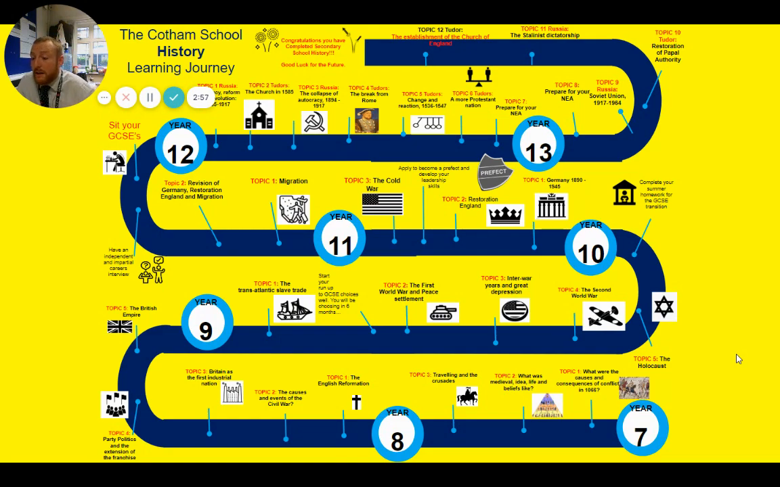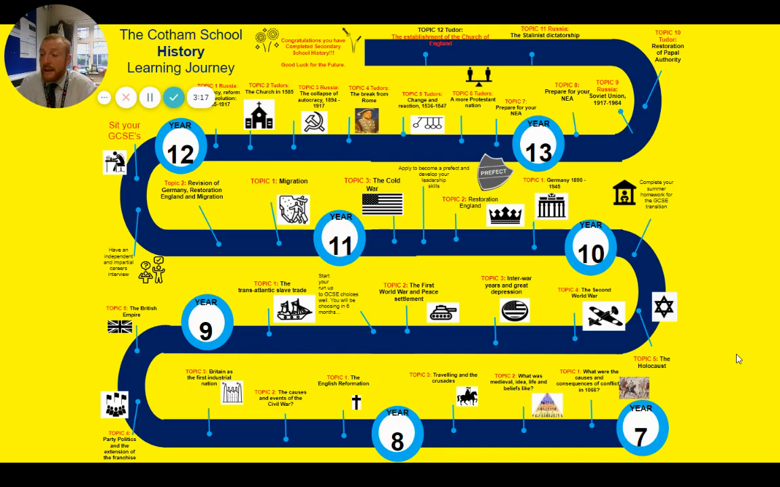Year 8, we start by having a look at the English Reformation. Topic 2 has a focus on the causes and events of the English Civil War. Topic 3 looks at Britain as the first industrial nation. Topic number 4 has a focus on party politics and the extension of the franchise, extension of the vote. And topic number 5 looks at the British Empire.